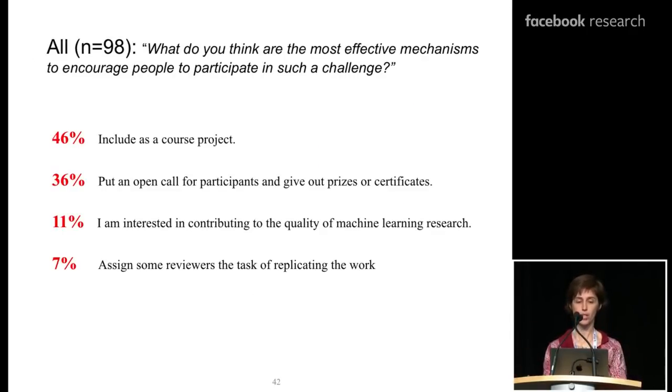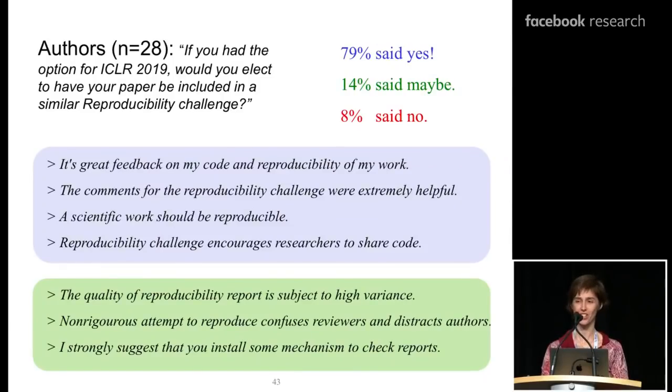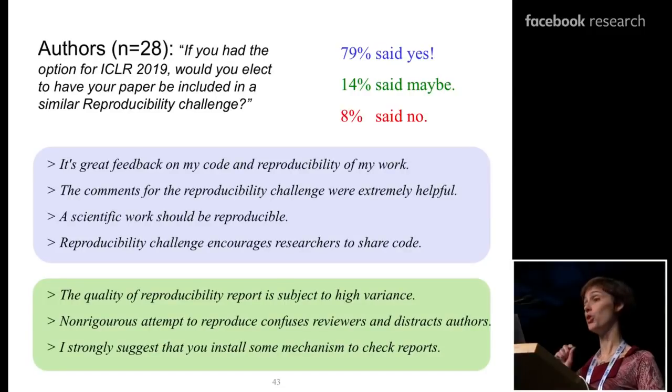We asked all of them, what do you think are the most effective mechanisms to encourage people? 46% said include it as a course project, 36% said put out an open call, give out prizes, certificates. So we're looking at that. 7% said assign some reviewers the task of replicating the work. So if you are a reviewer, it seems like that's probably not going to be on your to-do list for next year.